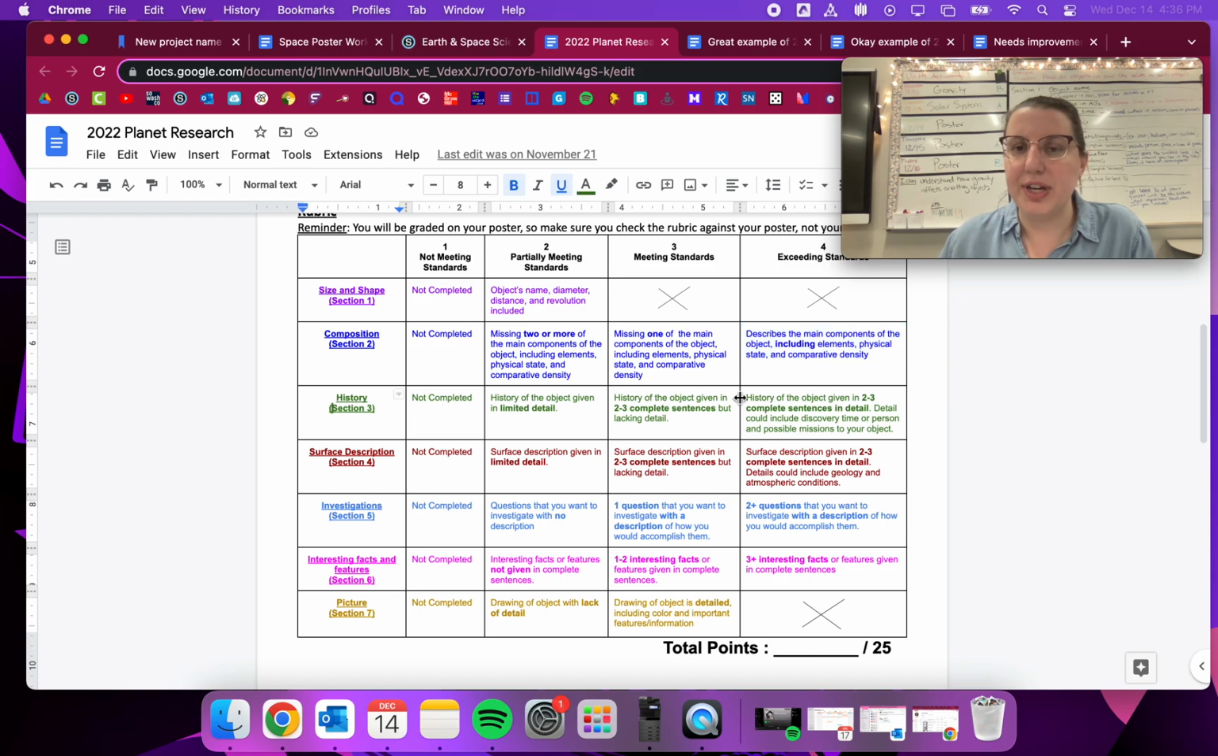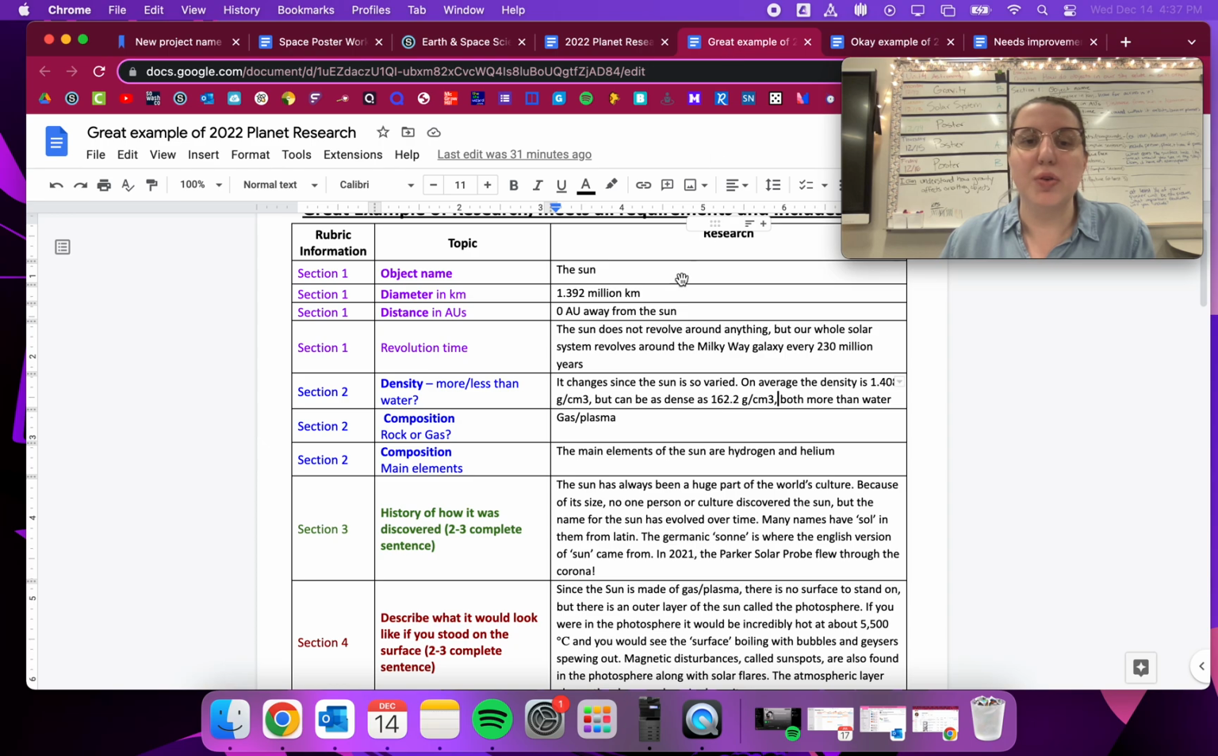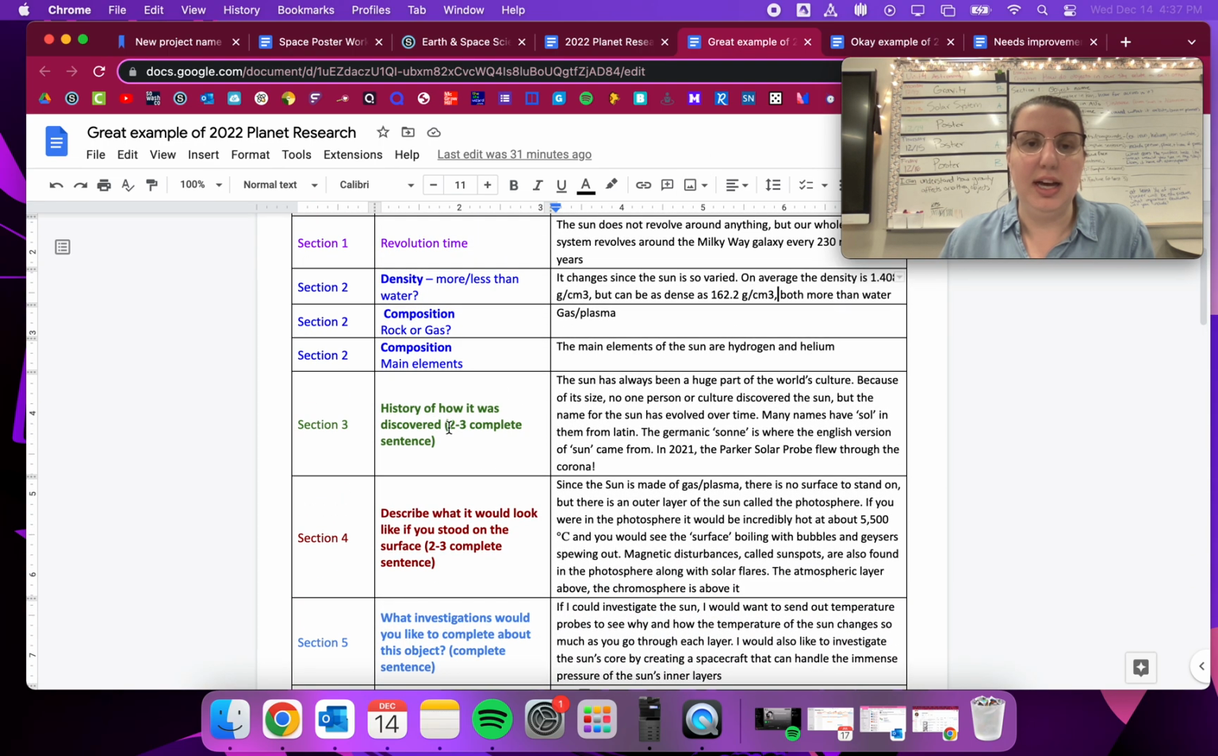For history, section 3, to get a full 4 out of 4, the history of the object is given in 2 to 3 complete sentences in detail. It could include discovery, time, or person, and possible missions from your object. So for a great example, I have 2 to 3 sentences in detail. The sun has always been a huge part of the world's culture. Because of its size, no one person or culture discovered the sun, but the name for the sun has evolved over time. Many names have sol in them from Latin. The dramatic sun is where an English version of sun came from. In 2021, the Parker Solar Probe flew through the corona, which is a layer of its atmosphere.